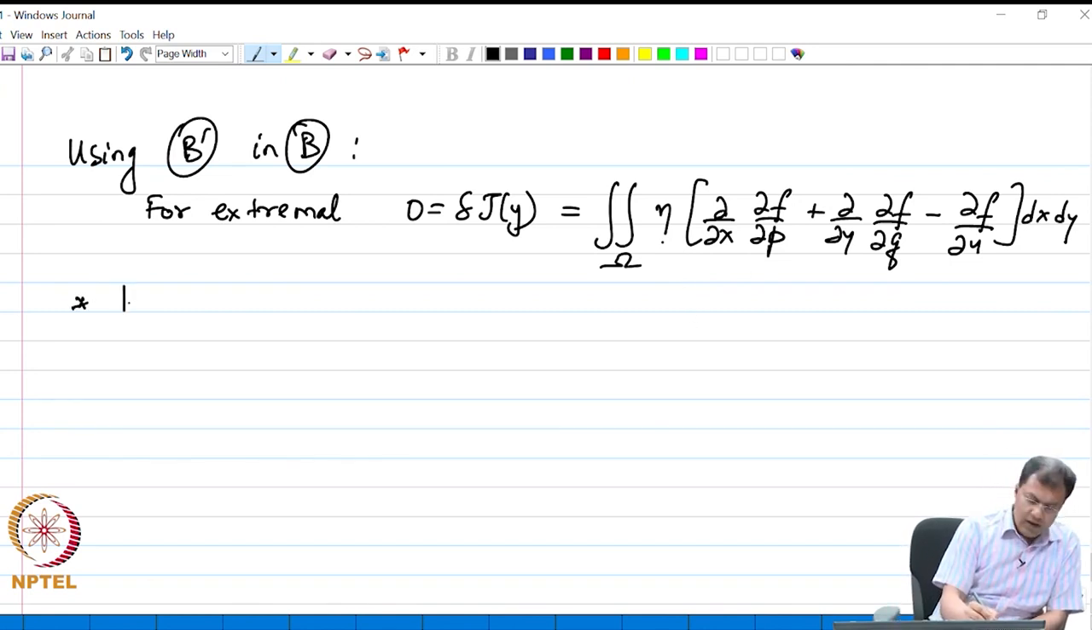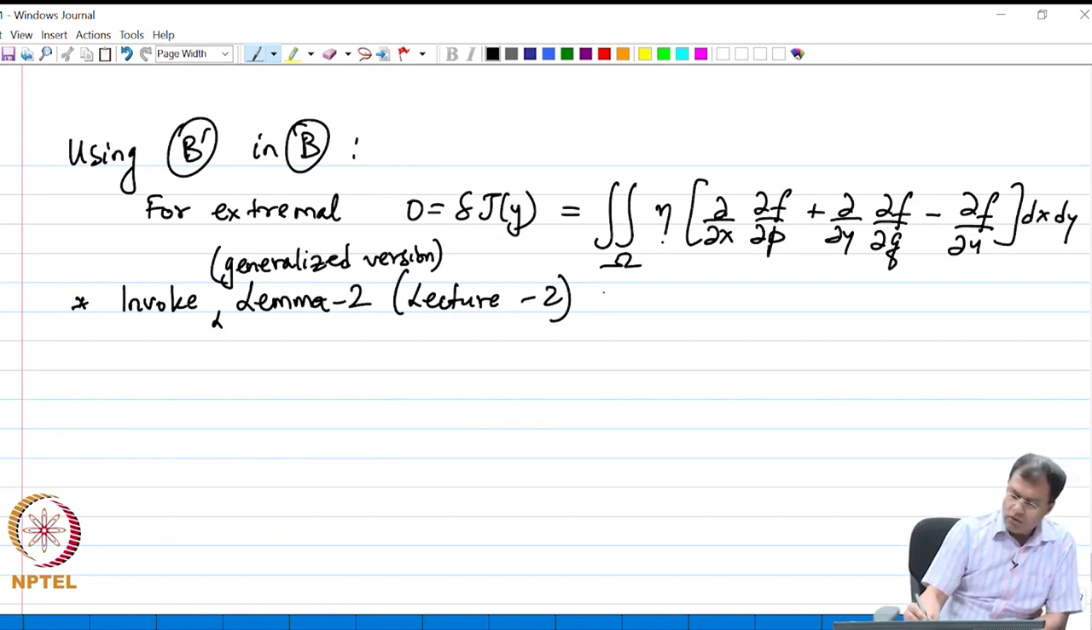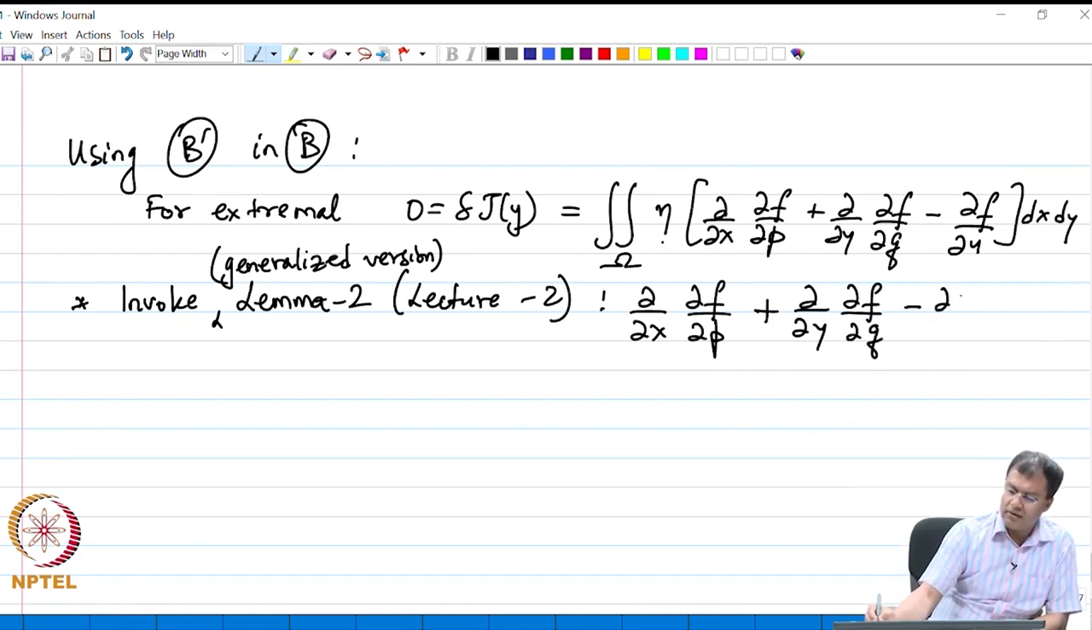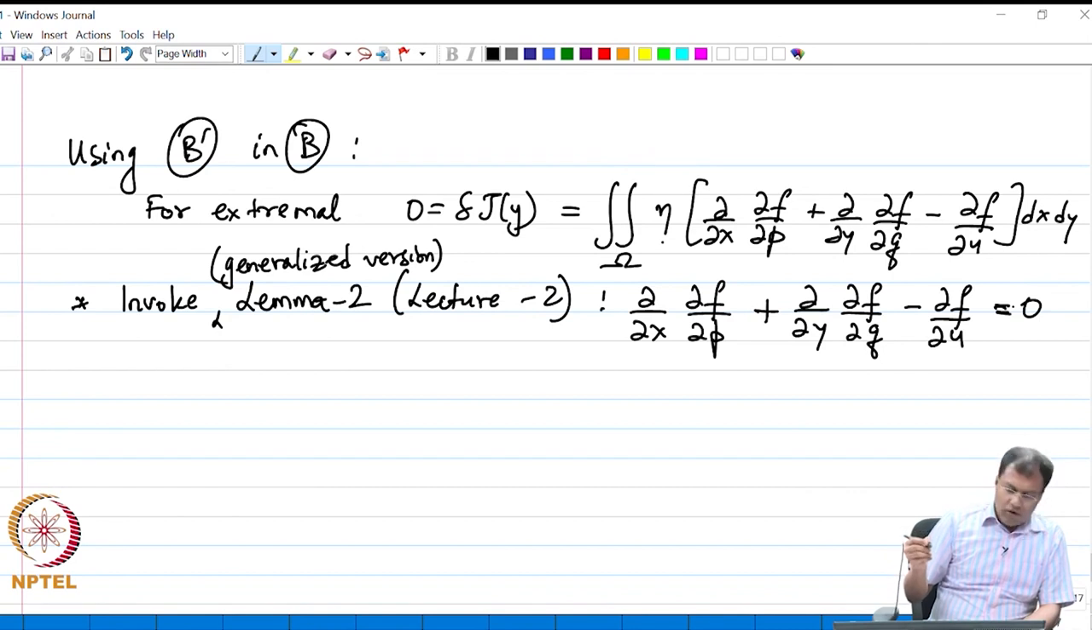So next we invoke a generalized version of lemma 2 in lecture 2 to see that this integral constraint equal to 0 reduces to del del x of del f del p plus del del y of del f del q minus del f del u is equal to 0, right? Okay, so what we have is the following.